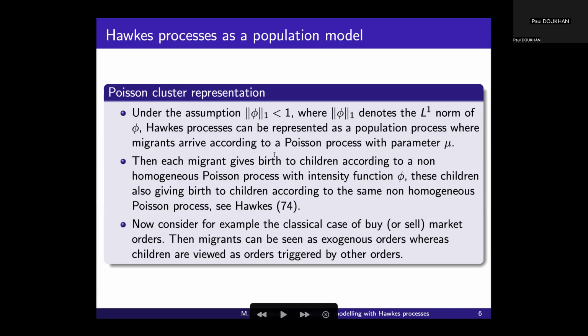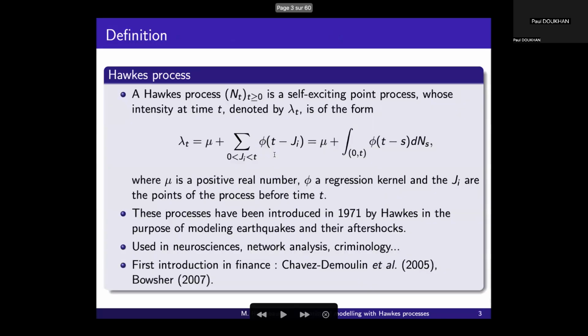The way you do that is you imagine a population, okay? You take a population, and in the population, you have some migrants coming.